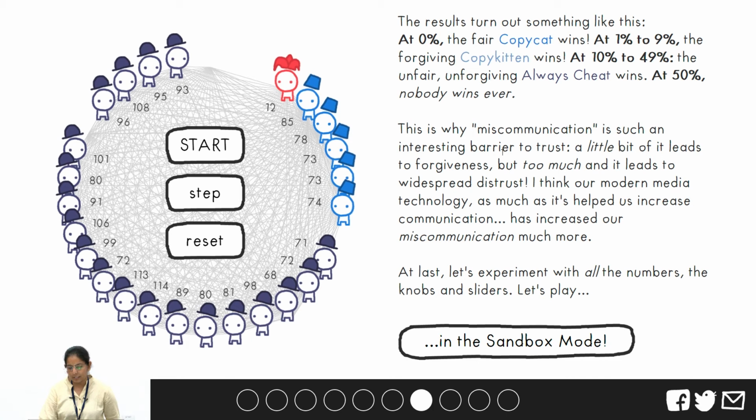But I think the key takeaway here is the second paragraph, which basically says that a little bit of miscommunication can actually be managed by players like the copykitten, as we saw. But if you end up having a whole lot of it, what is not surprising is that at 0% copycat is the clear winner, because that's a setting we have discussed in detail. But what happens when you have a lot of mistrust is that, as we are seeing in this paused snapshot here, the cheaters do start to dominate. So if you have a lot of miscommunication and a lot of errors in your system, that also leads to proliferation of mistrust, and players like cheaters will start to dominate.